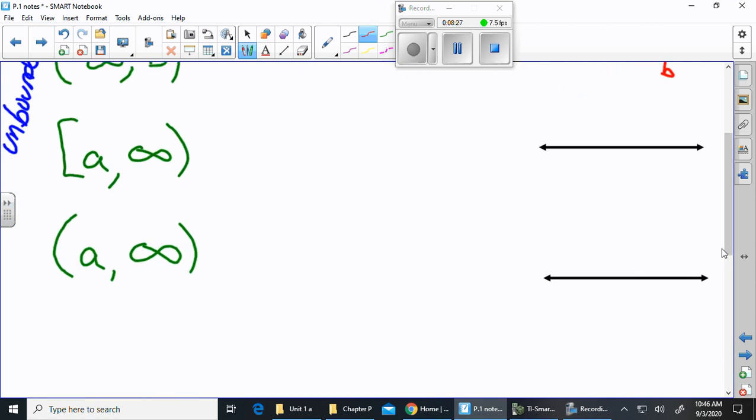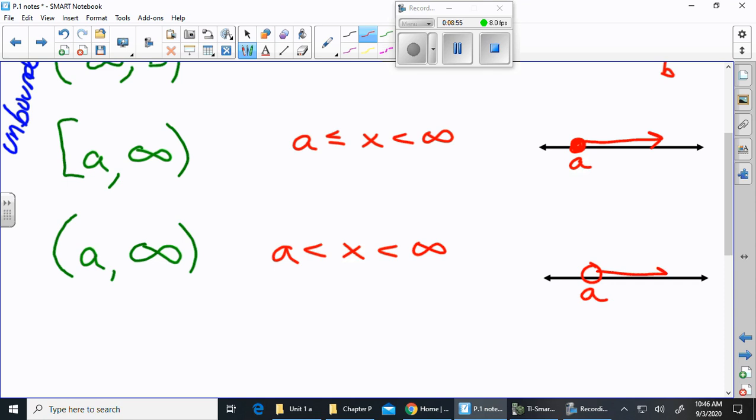This one is saying A to infinity. Well, that means we're going to the right. A is the smallest number, and it's going to infinity. So it's getting bigger. I'm at A, it includes A, anything bigger than A. Last one here, parenthesis, so open circle. Still bigger than A, but doesn't include it.